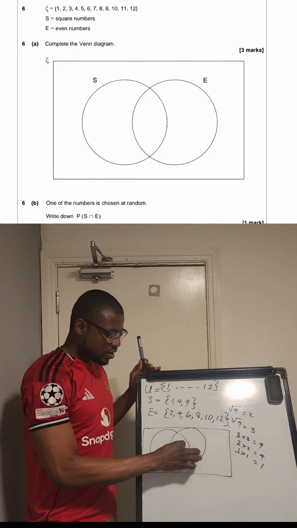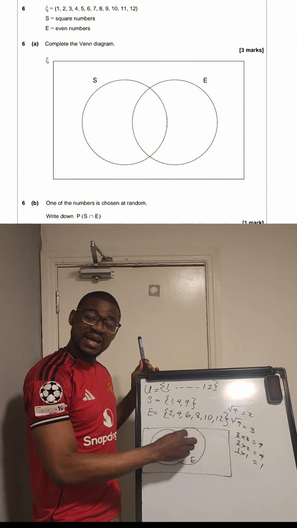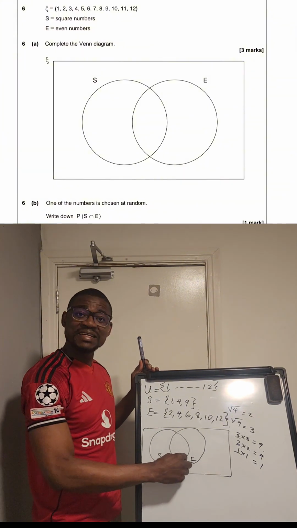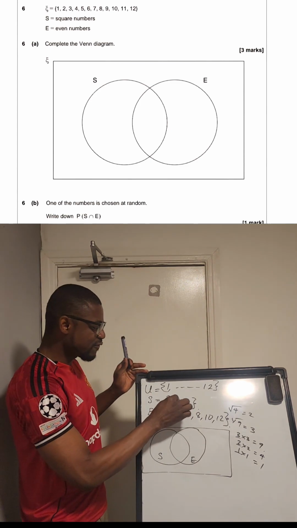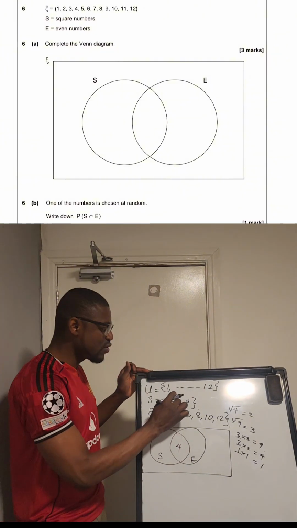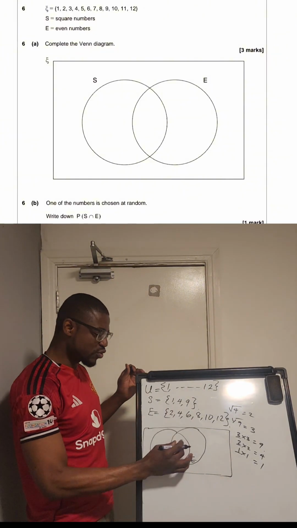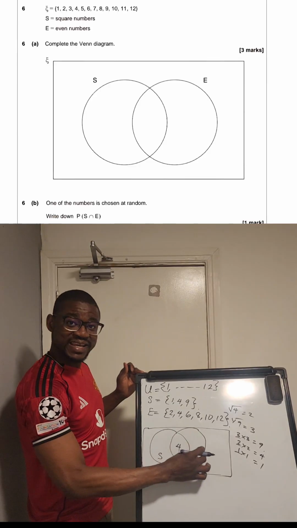This is what we call intersection. That means elements found both in S and in E. If you consider set S and set E, what can you find in both of them? It is 4. So 4 comes in here. That is the only element that is common. So you write it here. What it means is that you can find it in S as well as in E.